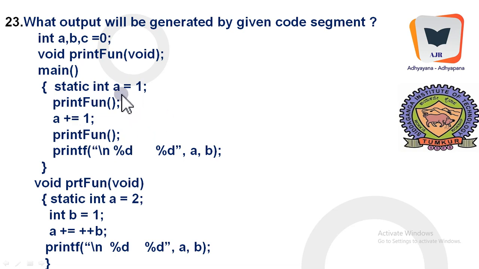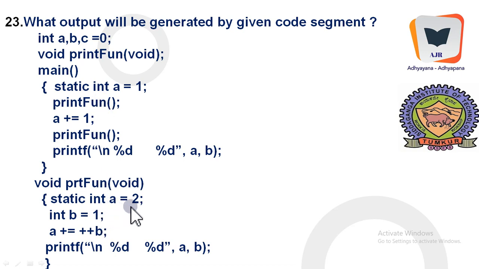Therefore any changes that happen to A will be retained as they are within this particular function. The print function will be there, but this print function has nothing to do with A, because A is not passed to it. The print function is getting executed separately. It is different. It has nothing to do with A.